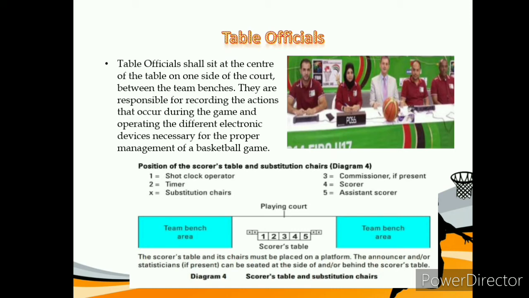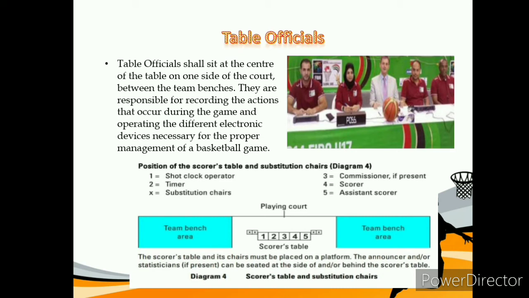They are responsible for recording the actions that occur during the game and operating the different electronic devices necessary for the proper management of a basketball game. As you can see in the picture below, table officials are composed of 5 people. We have the shot clock operator, timer, the commissioner if they are present, the scorer, and the assistant scorer. On both sides of the table officials, we can see the substitution chairs intended for the players of both teams.